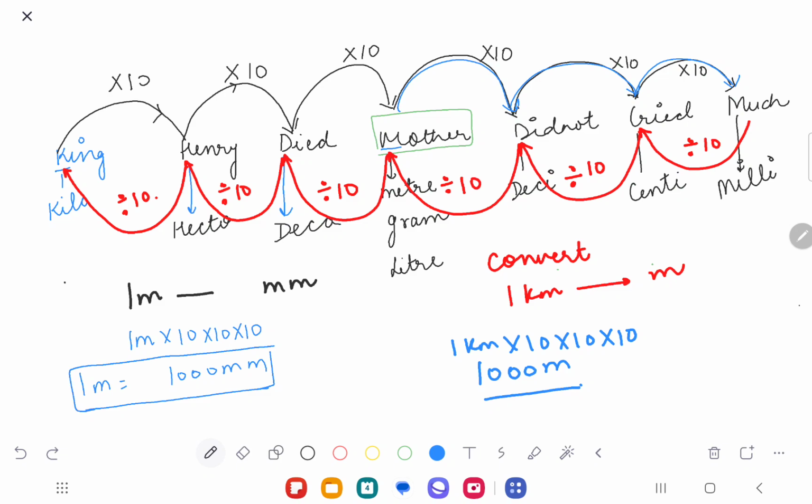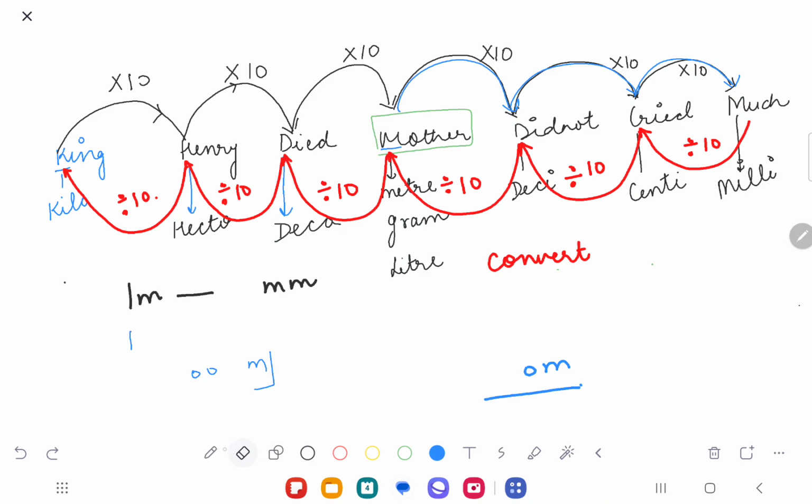Understood. So for example, next question. If I ask you to convert 5 centimeters to millimeter, just look at the unit. The unit is centimeter. So we are initially right here at centimeter. And from centimeter to millimeter, we have to convert. How many steps do you think I have to move? One step. And one step forward means multiply with 10.